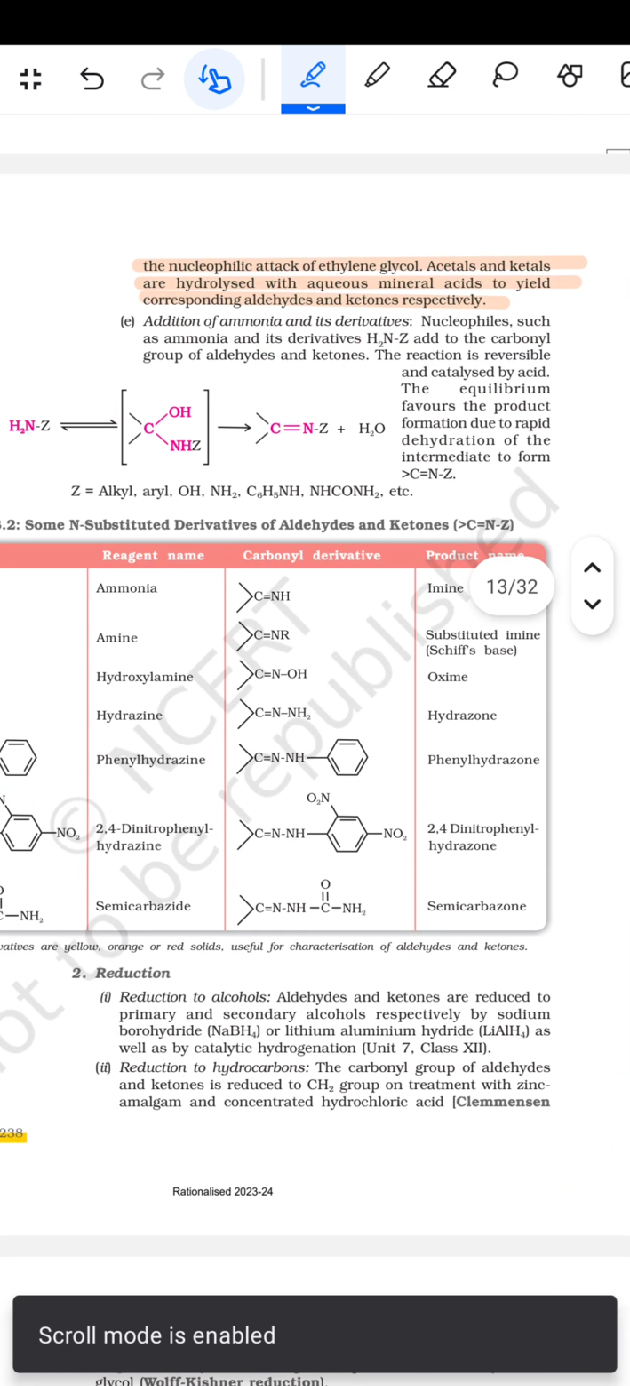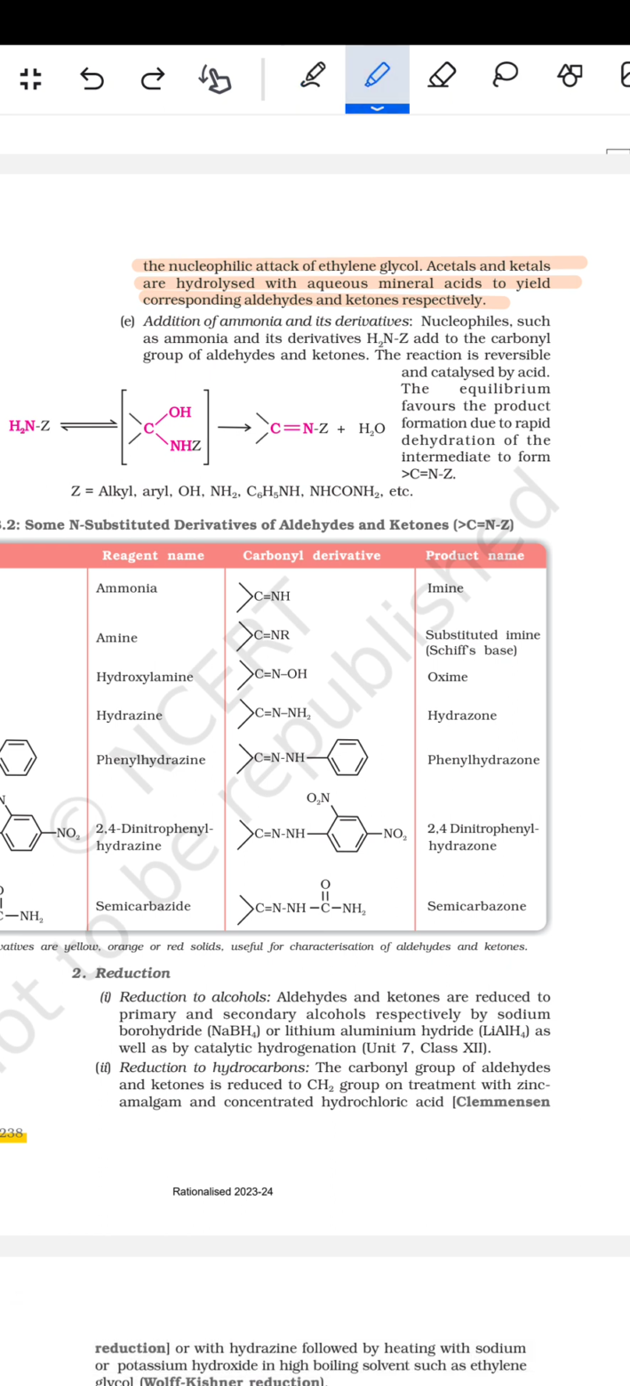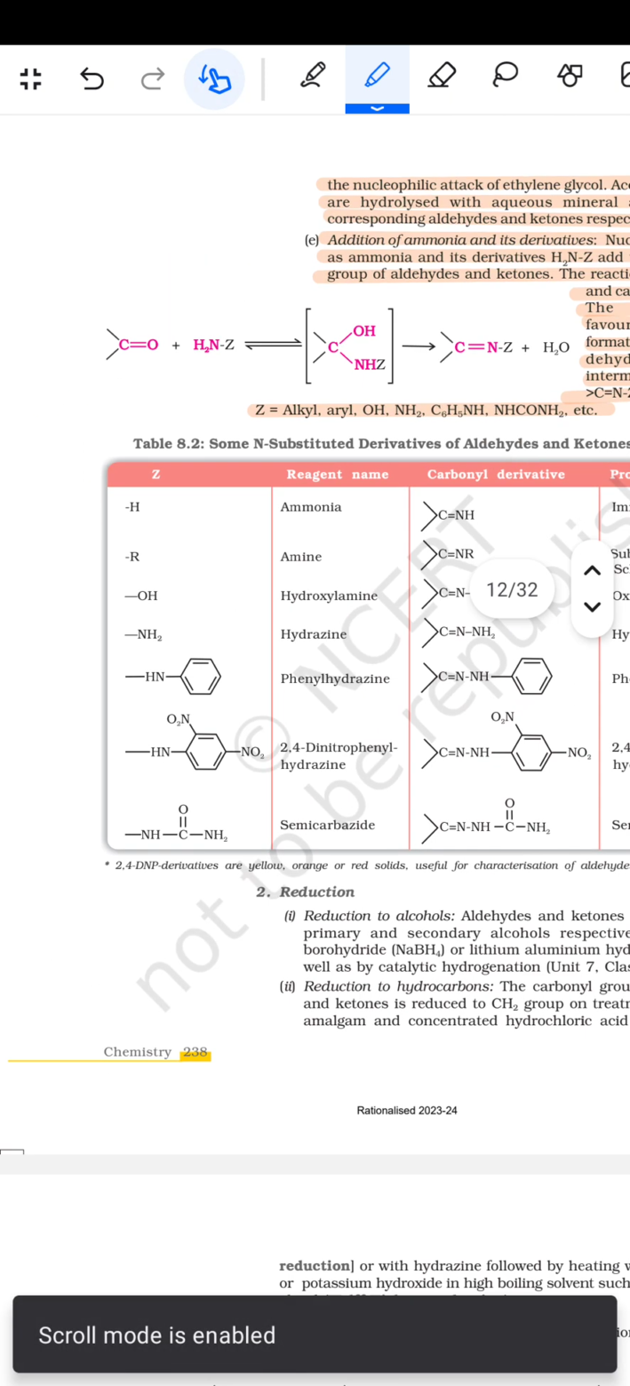उसके बाद फिर आता है एडिशन ऑफ द अमोनिया and its derivative. Nucleophiles such as the ammonia and its derivative NH2Z add to the carbonyl group of the aldehyde and the ketone. The reaction is reversible and catalyzed by the acid. The equilibrium favors the product formation due to the rapid dehydration of the intermediate to form the C=NZ, जहाँ Z बराबर अल्काइल, एराइल, OH, NH2, C6H5NH, और NHCONH2 है. तो इसका ये दिया हुआ है.